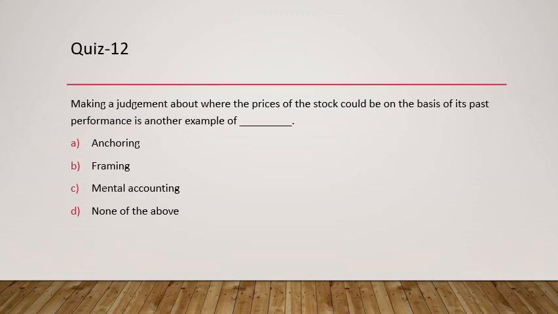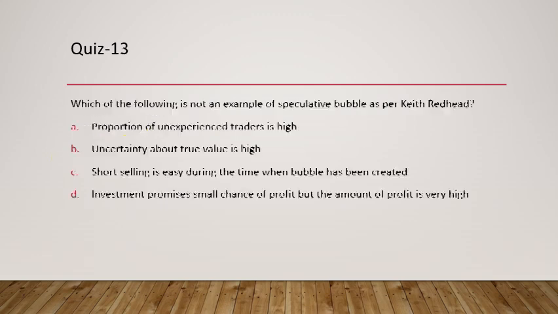Making a judgment about where the price of stock could be on the basis of its past performance is an example of what we call anchoring. So this falls under anchoring. So we have it, which is typically done by the investors if they have to work on the anchoring part of it. Question number 13.